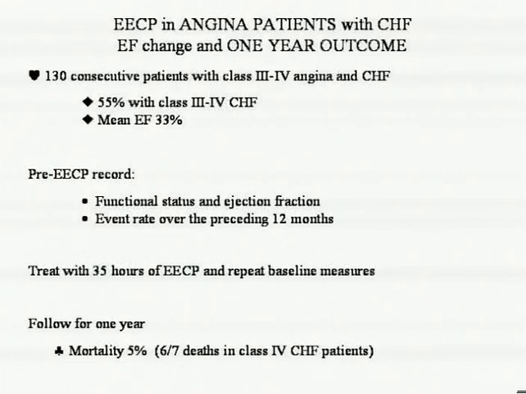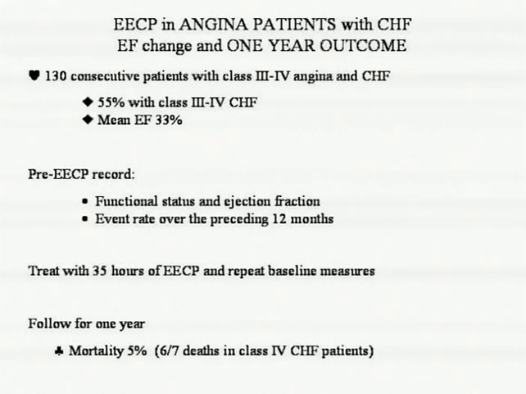Let's look at ECP in angina patients that also have heart failure. That's the type of patients who I would typically see. Let's look at change in ejection fraction and 1-year status. 130 consecutive patients, class 3 to 4 angina and heart failure, mean ejection fraction 33%. Before ECP, you look at functional status and ejection fraction, event rate over the preceding year. You treat them with ECP, you repeat the baseline measures, follow them for 1 year.